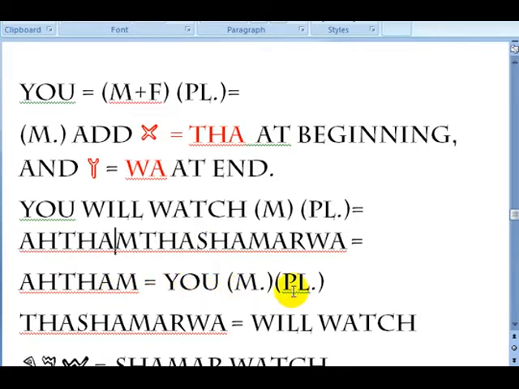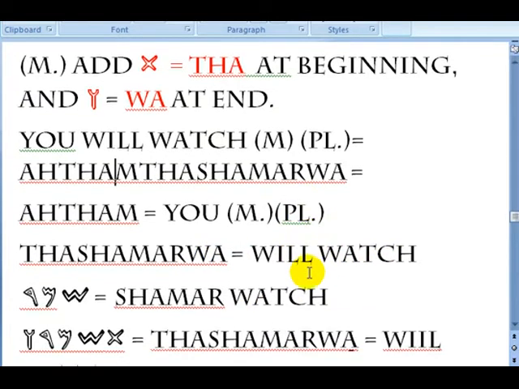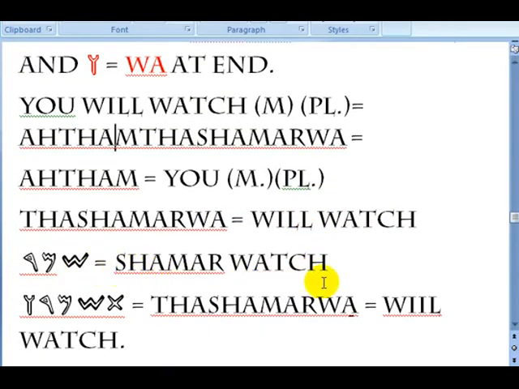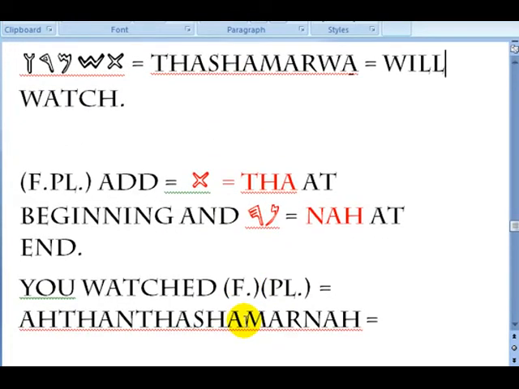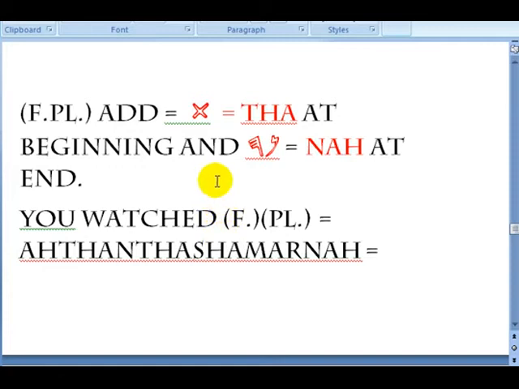A thumb is you, male plural. Tha shamar wa is will watch, future tense. Once again, shamar is watch. Tha shamar wa is will watch. Oh, this is supposed to be an L. Okay, it is will watch, but it's masculine plural. Alright, it's just as simple as adding a letter or a combination of letters to change the tense, or to change the number of people you're speaking about, or to change the gender that you're speaking about.